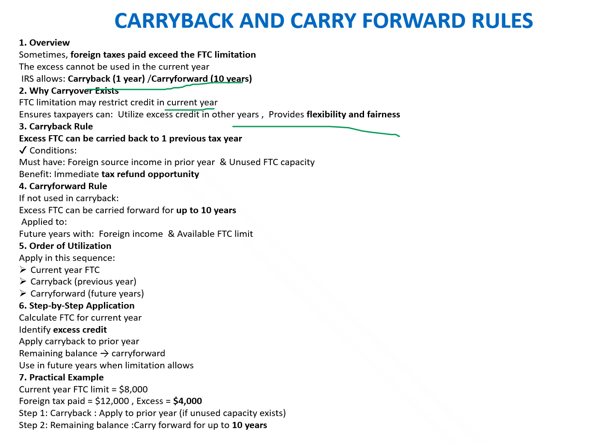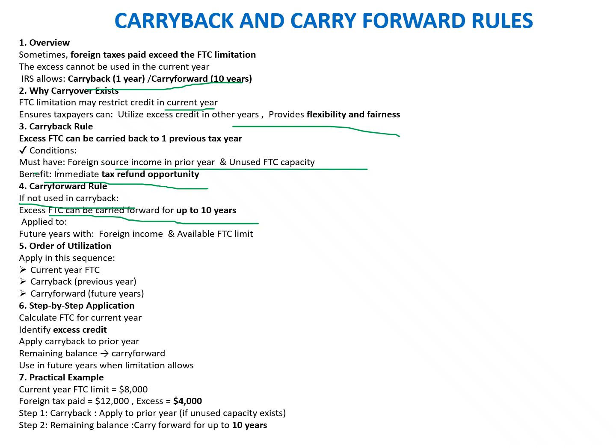The carryback rule has conditions: there must be foreign source income in the prior year and unused FTC capacity. The benefit is an immediate tax refund opportunity. So if somebody has excess credit in a particular year and that excess credit can be carried back, this gives an opportunity to generate a refund based on the carryback rule. The carry forward rule is that if not used in the carryback, the excess FTC can be carried forward up to the next 10 years. And there are certain rules to it, because if the credit has to be satisfied with the carryback, then there has to be foreign income in that carryback year as well.